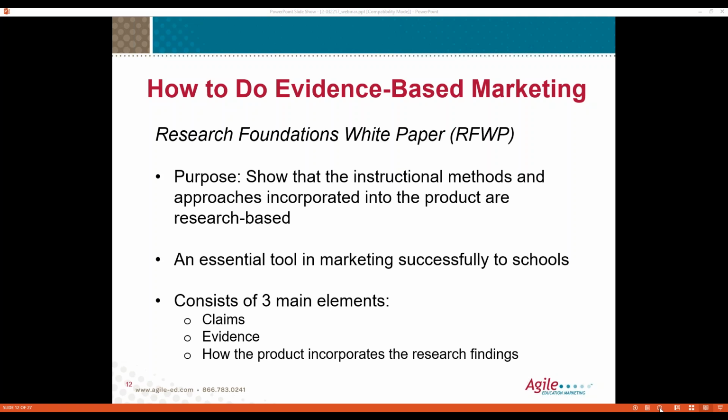Also, as we think about a Research Foundations white paper, and we'll go into more detail on this, there are three main parts to it. One is a set of claims, figuring out what it is that you want to say about your product that can be supported by research. Second is evidence, finding those research studies that support the claims. And then third, how the product incorporates the research findings, that is, tying the research findings specifically to your product. If you have any questions on that, let us know. We're going to go into a little more detail on that now. Jay? Okay, so the next slide, please.